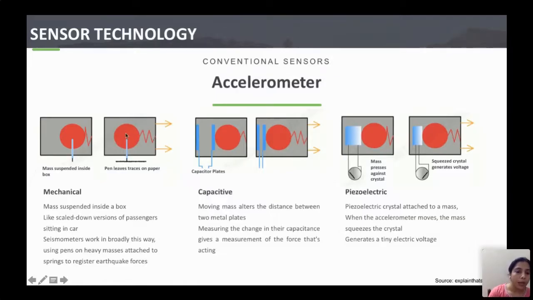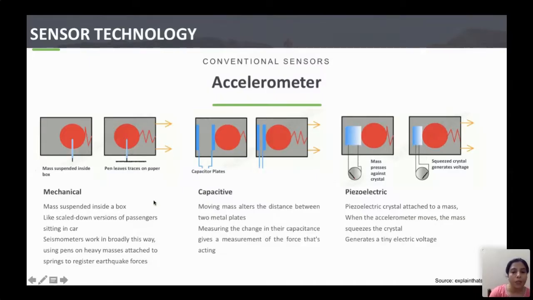So in the mechanical system, there is a pen attached to the proof mass which will leave traces on the paper when this accelerometer experiences any vibrational force. So this was actually used for the seismometers for measuring the earthquakes.